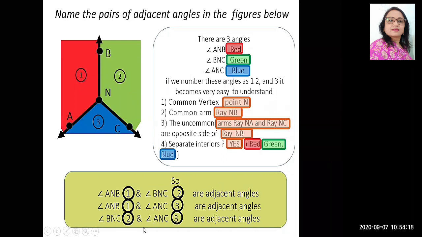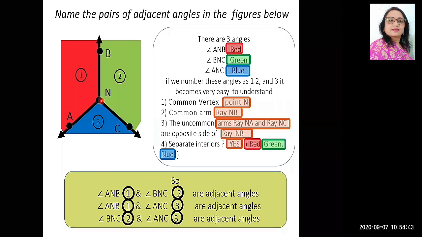See the second pair of angles, angle A and B, and angle A and C, that is, the first and third angle. Do they have a common vertex? Yes. Point N is the common vertex. Do they have a common arm?